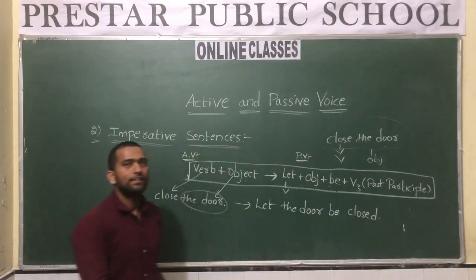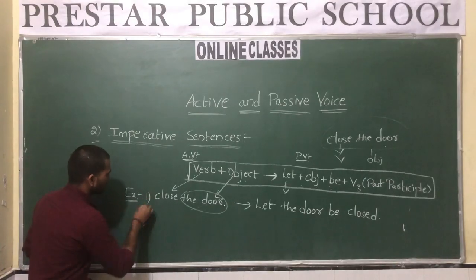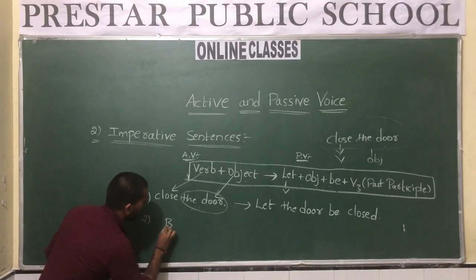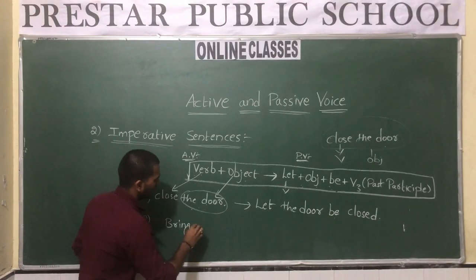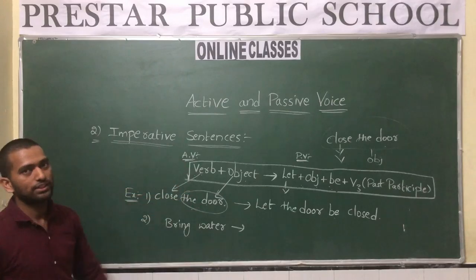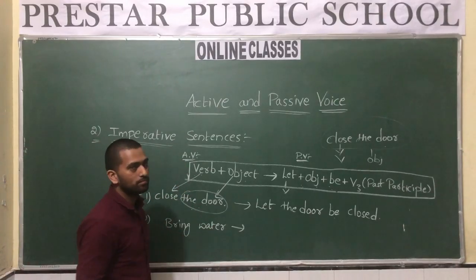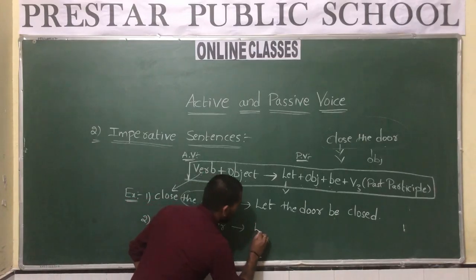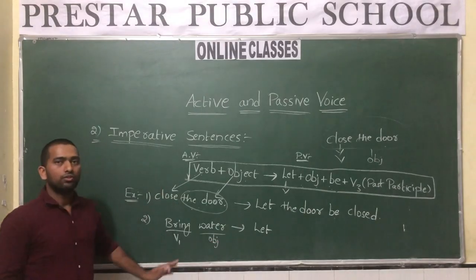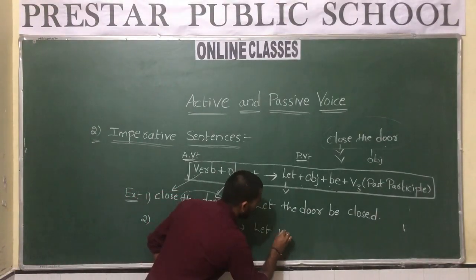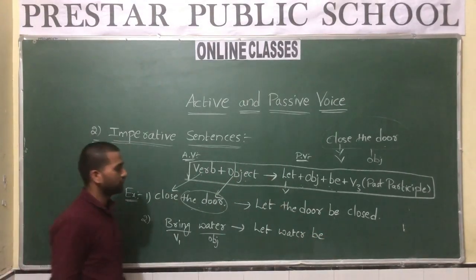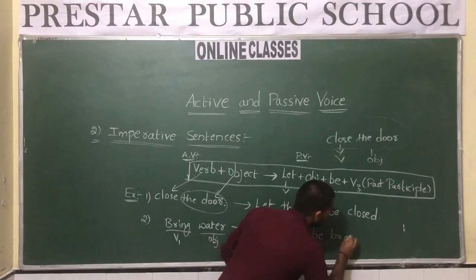In the same way, one more example. See here. Bring water. This is also one type of imperative sentence. It is in active voice. Now convert this into passive voice. This is V1 and this is an object. So what will be the passive voice for this? Let water be. What is the V3 form of bring? It is brought. Let water be brought.